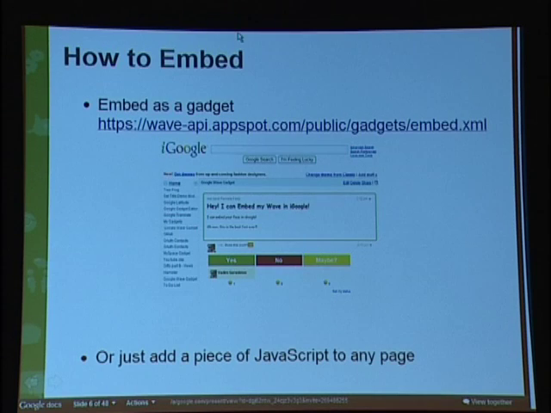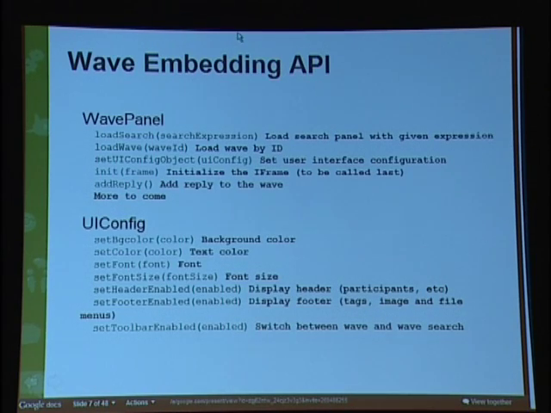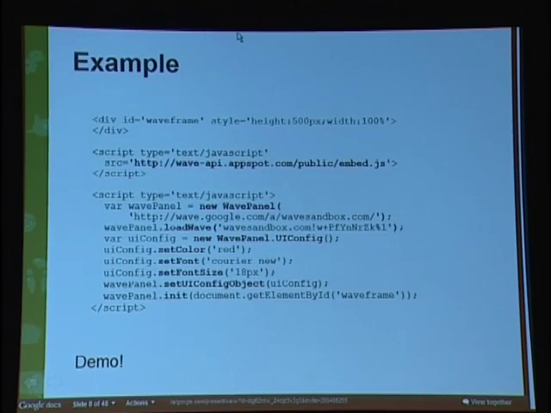The other way to embed a Wave is just adding a simple JavaScript to any page. These are the kinds of objects that the JavaScript deals with. First of all, you have a Wave panel. In the Wave panel, you can either load a search, you can add a search expression, and then you will see the list of waves as you see in the search panel in the Wave client. You can load a particular wave by the wave ID. And you can change the user interface configuration as well. In the user interface configuration, you can change colors, you can select fonts. You basically can customize the Wave for your page. So if you have a different background or other parts of the page use different styles, you can fit the Wave to your purpose.